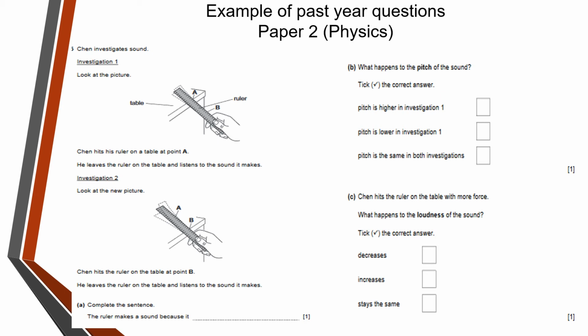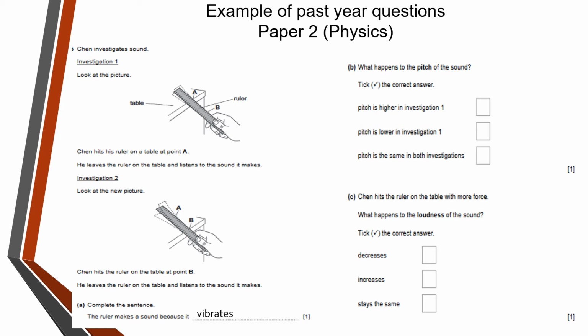Next investigation, investigation 2. Look at the new picture. Chen hits the ruler on the table at point B. He leaves the ruler on the table and listens to the sound it makes. Complete the sentence. Now, when you're doing the topic on sound, the first term that we should know is vibration. So sound is made due to vibration. The ruler makes a sound because it vibrates.